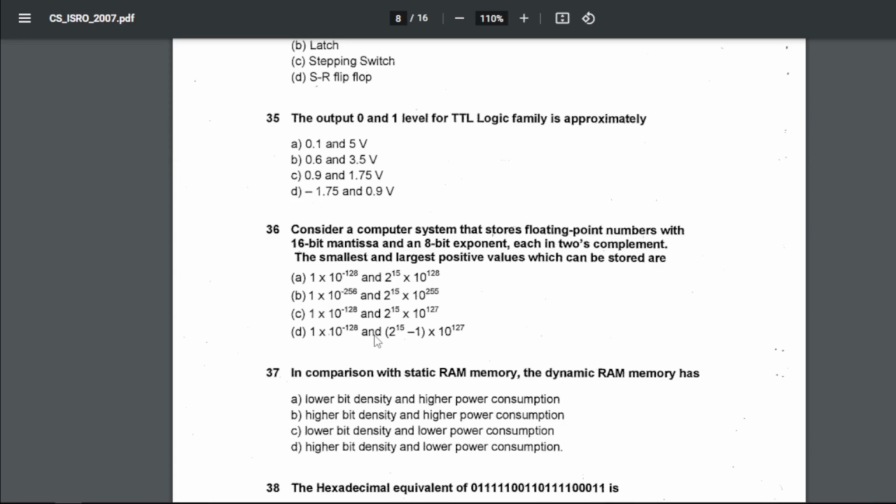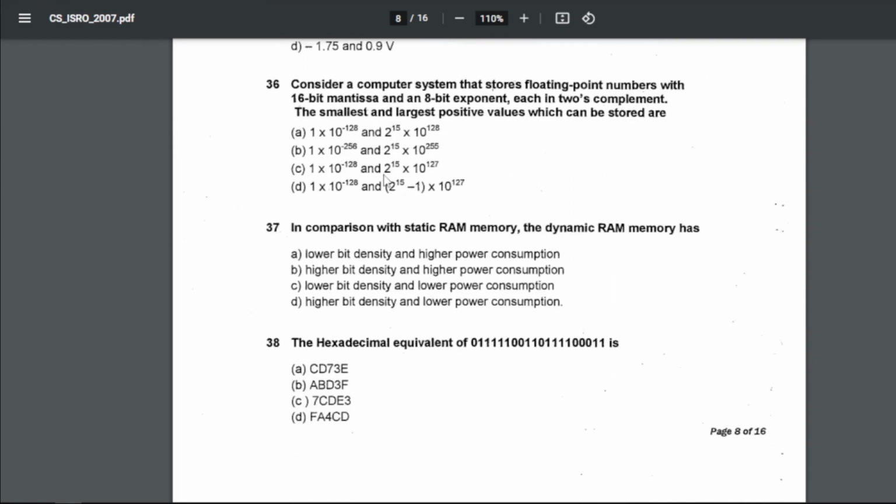Question number 35: the output 0 and 1 levels for the TTL logic family are approximately what? For this our answer will be B, that is 0.6 and 3.5 V. Right? 0.6 and 3.5 V will be the answer.